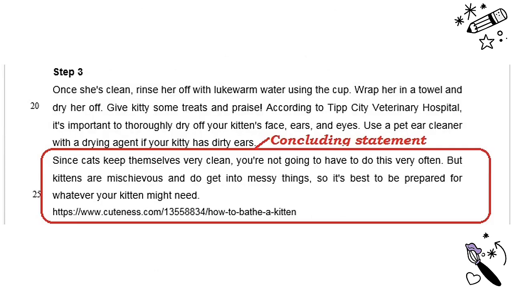Next, the concluding statement. Every text has a concluding statement. Why? Because after you explain something, or explain the steps about something to other people, if there's no closing at all, that's also kind of not complete yet. That is why an explanation text needs a concluding statement, like: since cats themselves are very clean, you're not going to have to do this very often, but kittens are mischievous and get into messy things, so it is best to be prepared for whatever your kitten might need.